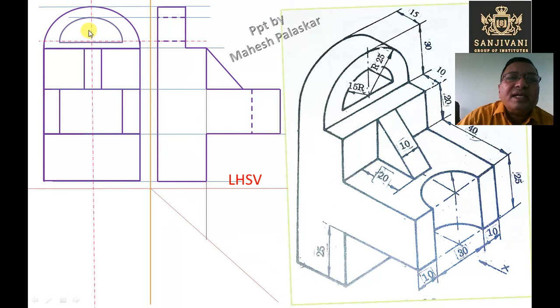So here there is no material. Here you can see there is no material from this portion to this portion, this end to this end. There is no material in this semicircular portion, and therefore we get a dashed line here and a dashed line here in the left hand side view. Now let us project the top view from the left hand side view.